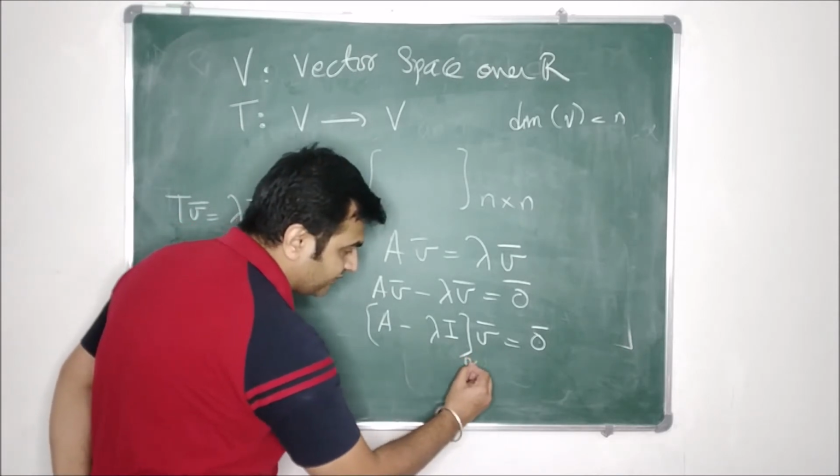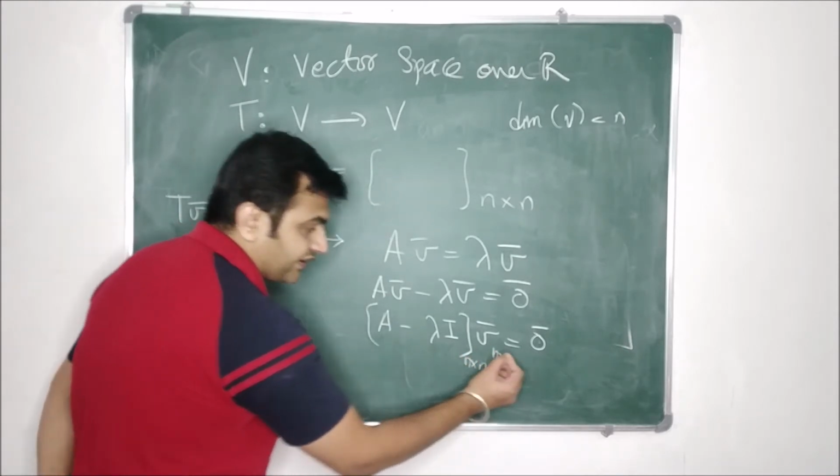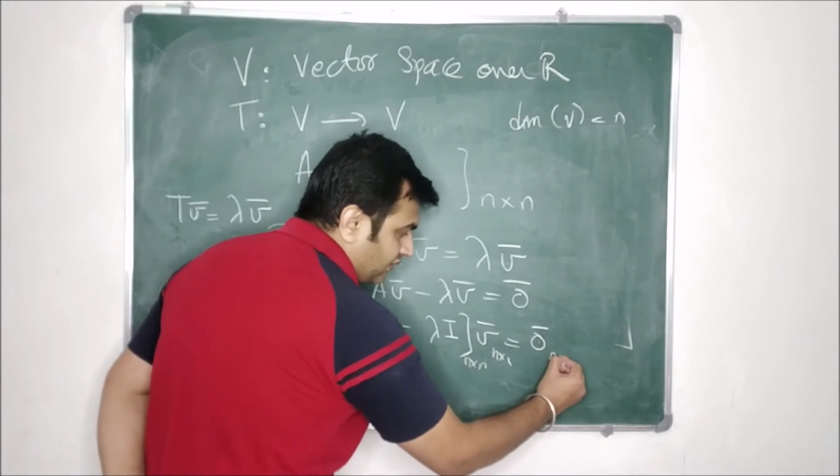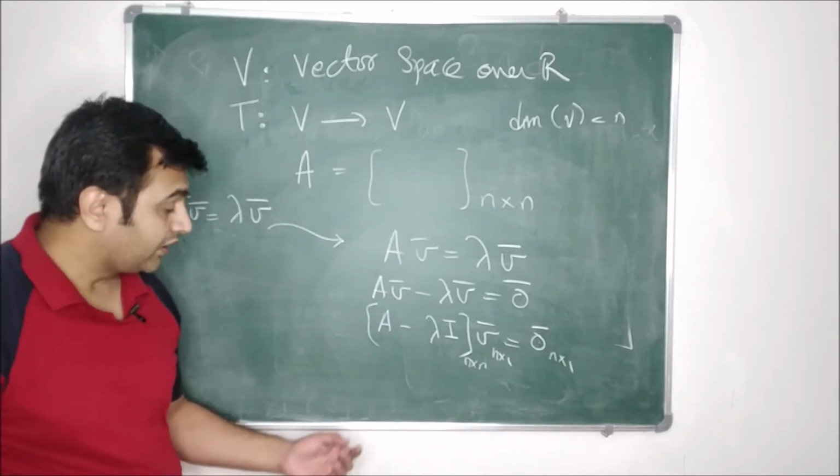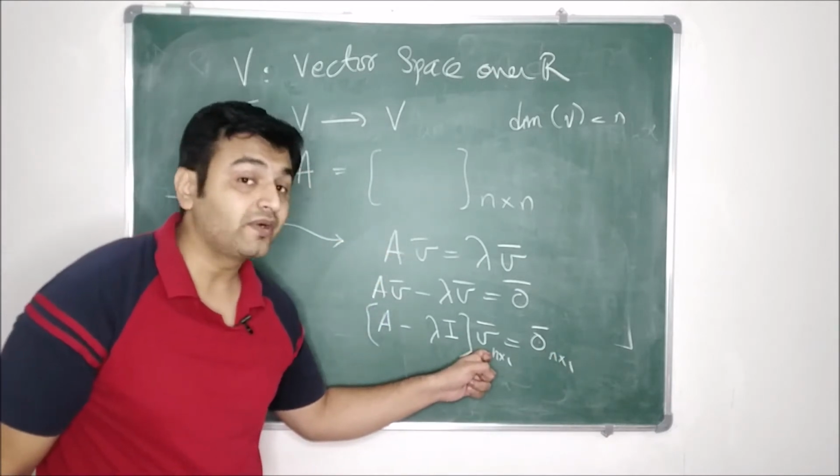So this is an n cross n matrix. This is an n cross 1 vector. This is also an n cross 1 zero vector. Now we know that V is the non-zero eigenvector.